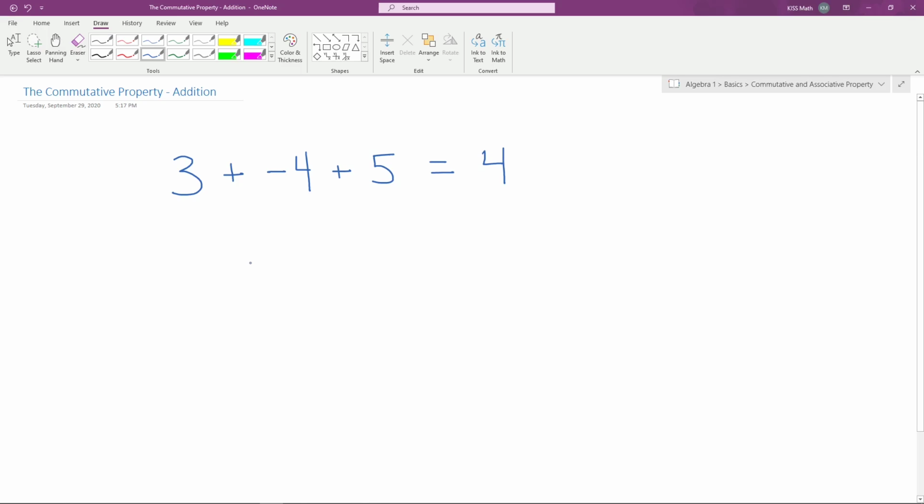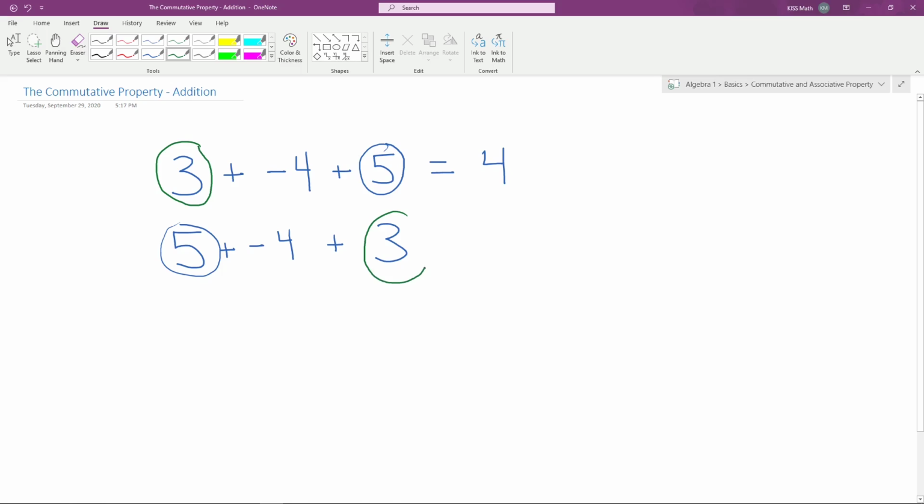Okay, so since we said that adding is commutative, we can shuffle the numbers around and write this equation in a couple of different ways. So we could say 5 plus a negative 4 plus 3. You can see this 5 here is this 5 over here. I moved it to the front. This 3 is this 3 over here. I moved it to the back. And here's a negative 4. This one is going to stay in place.